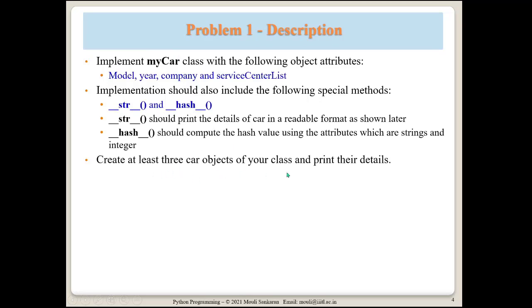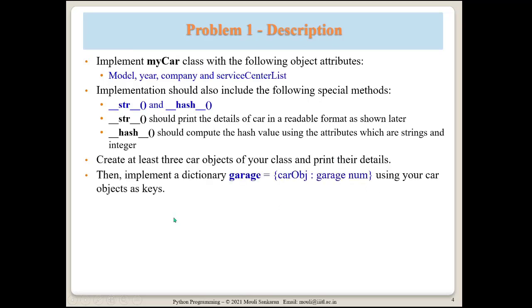Create at least 3 car objects of your class, though 2 car objects is also fine, and print their details. Then implement a dictionary. Because you have implemented a hash, I want you to implement a dictionary called garage dictionary, where it maintains which car is in which garage. The car object is the key and the garage number is the value. I want you to get the garage number using the key.